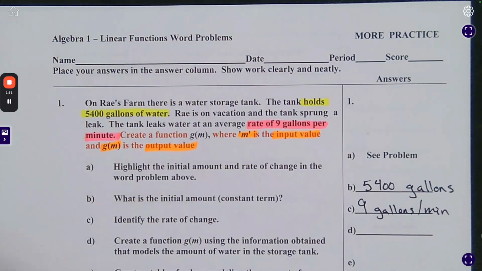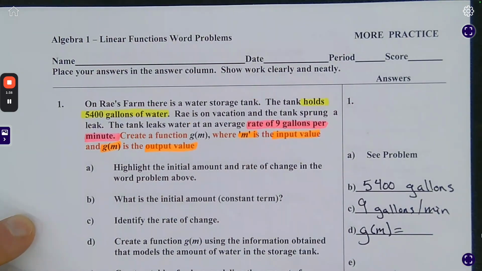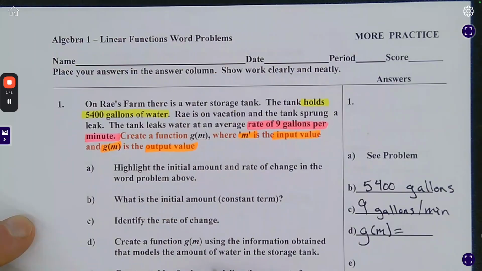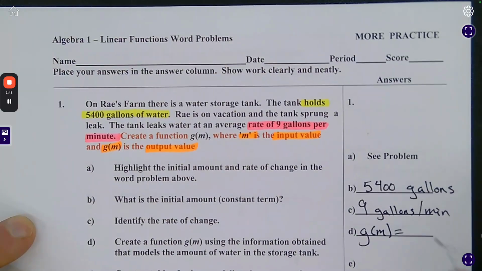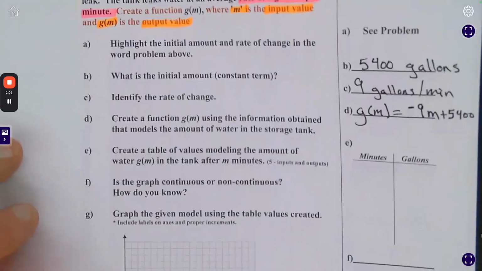Create a function g of m. Okay. Here it is. Here's my g of m equals, with the information above that models the amount of water in the storage tank. Okay. Notice the amount of water in the storage tank is decreasing, right? Because it's decreasing, that means my rate of change is negative. So it's negative 9 gallons every minute, right? So that's how we change, negative 9 gallons every minute, and we start with 5,400 gallons. All right, so that's our equation.